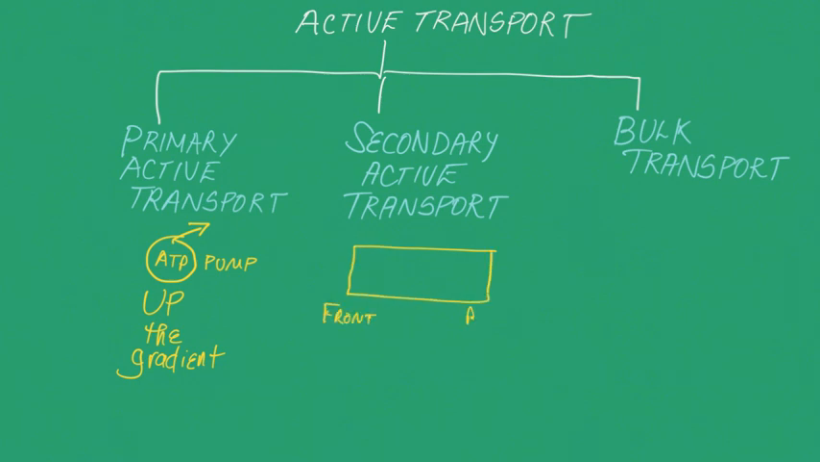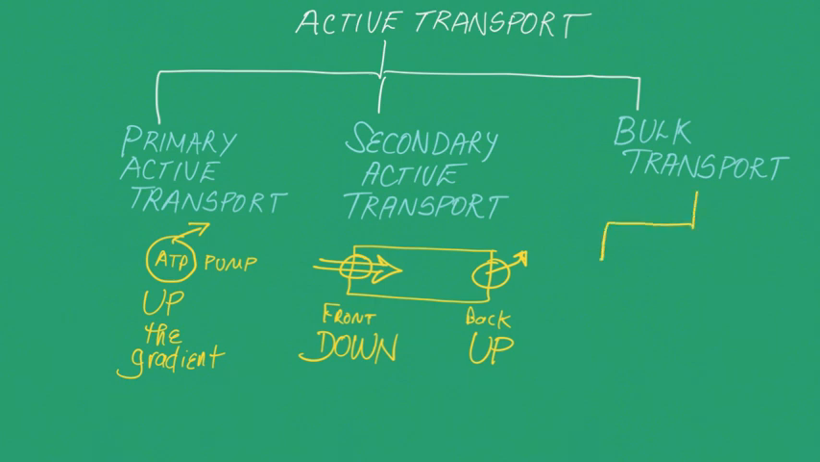In secondary active transport, which is very complex, there are two different transports going on at the front end and the back end of the cell. The front end has molecules moving down the gradient, and the back end has molecules moving up the gradient.